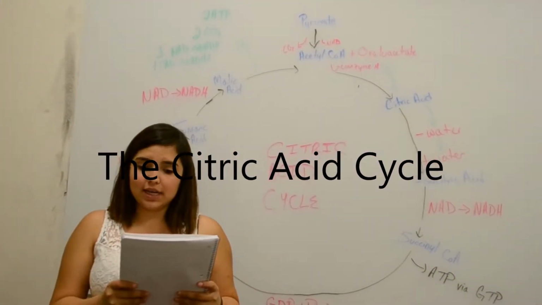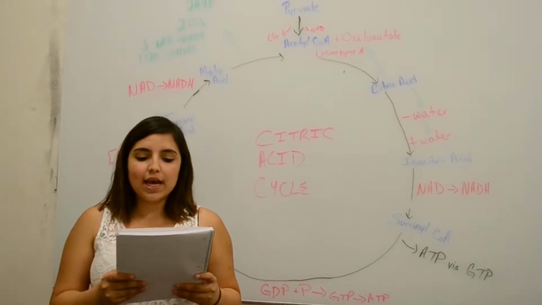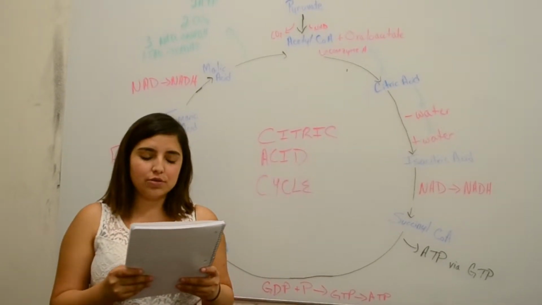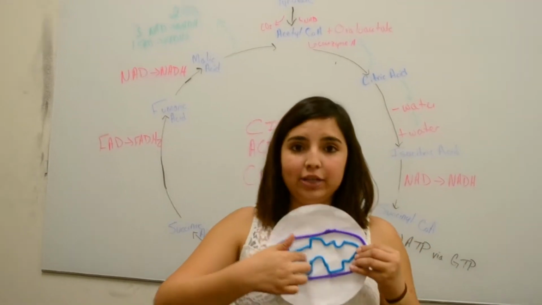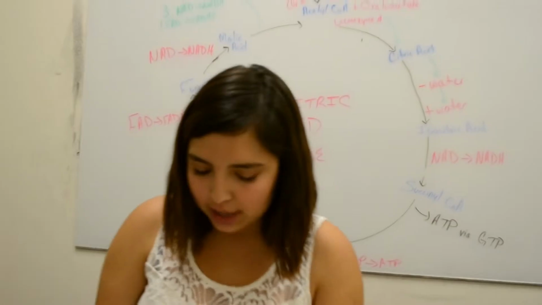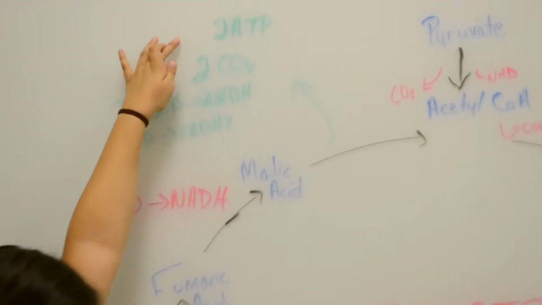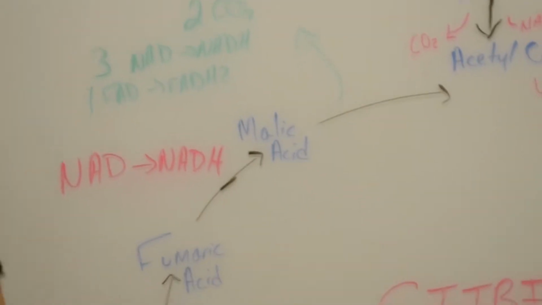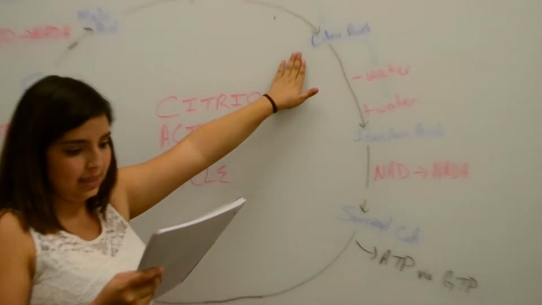The citric acid cycle is a series of reactions that are catalyzed by enzymes. It's a process required for cells that use oxygen to breathe. It occurs in the matrix of the mitochondria. The process yields carbon dioxide and ATP. The process takes place in 8 steps, which starts with the formation of citric acid.